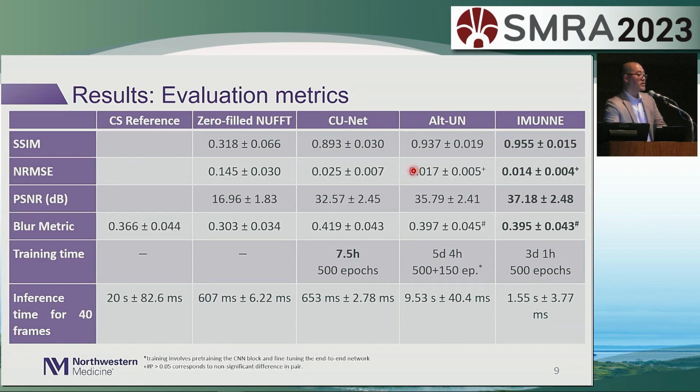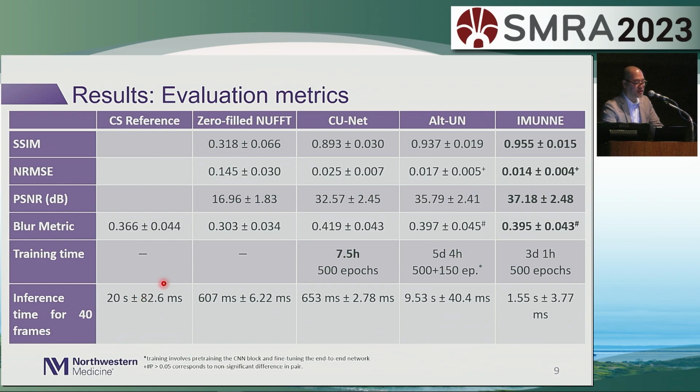Now, summarizing the results over the number of Sine data sets that we tested. For the SSIM, the normalized RMSE and PSNR, immune did the best. The blur metric between alternative UN and immune were about the same, so it's a push. But if you look at the training time, our immune took less than the alternative UN, because again, if you unroll it, it just becomes more and more complex. The standard UNet obviously was the shortest.